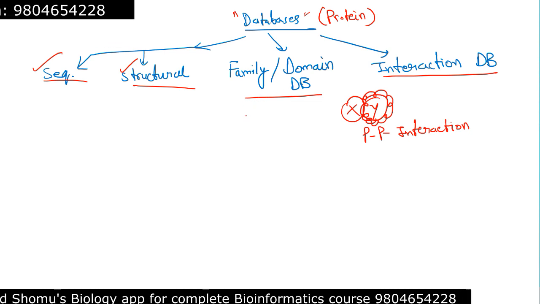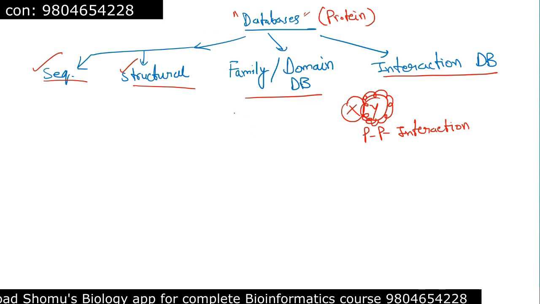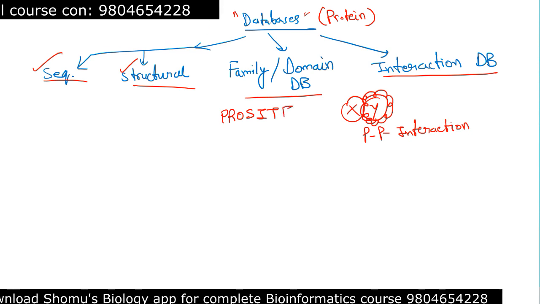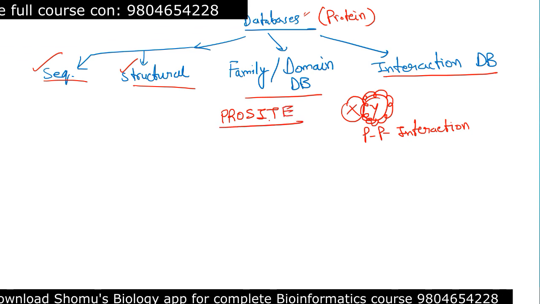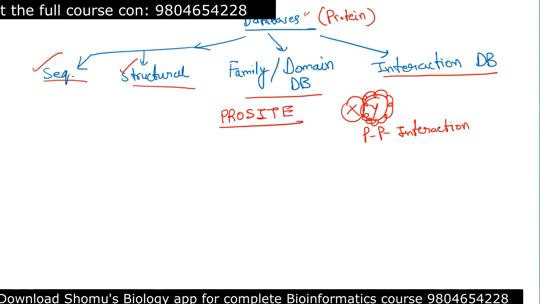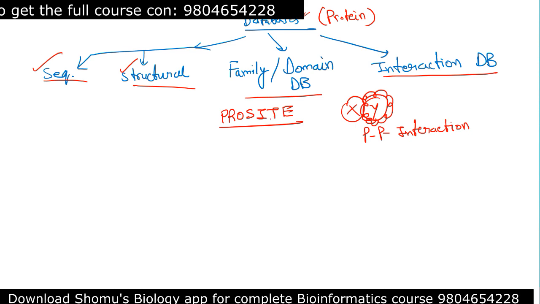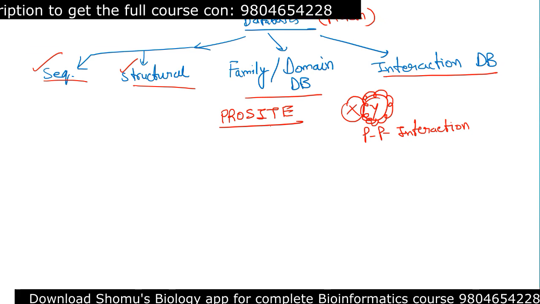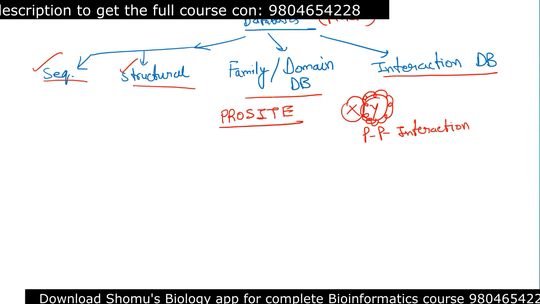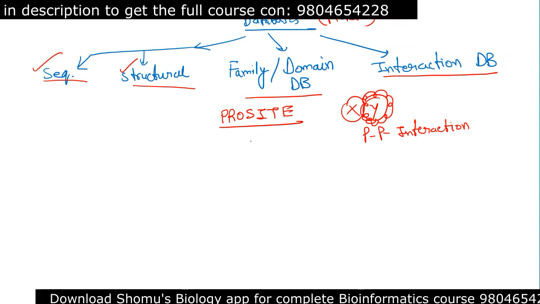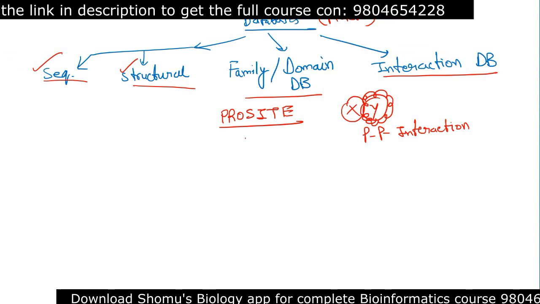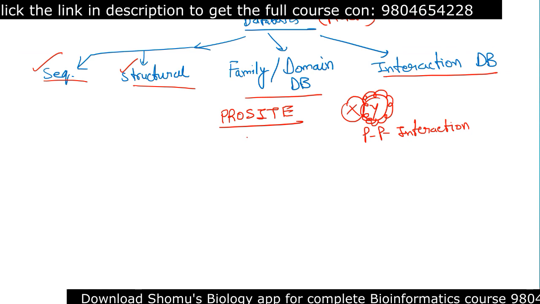The family and domain database is a place where protein families are kept. So what is an example of this database? Let me write it down. Procyte is an example of this family and domain database, right? It has different structural patterns. If you run the profile of those structural patterns, we can find out different families of proteins and domains of the proteins.